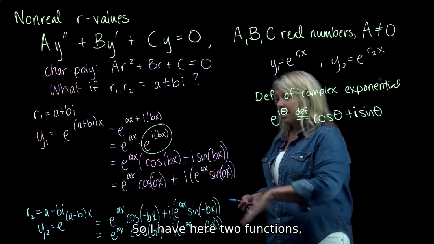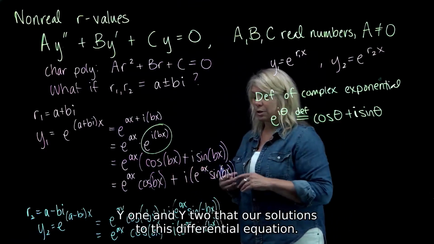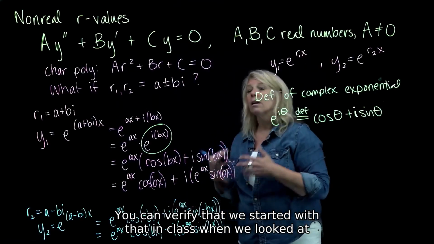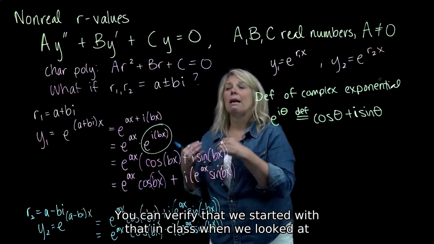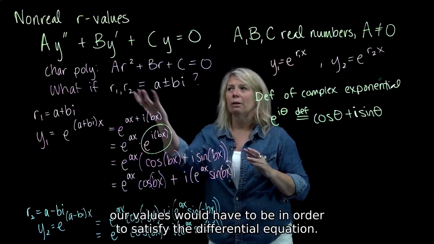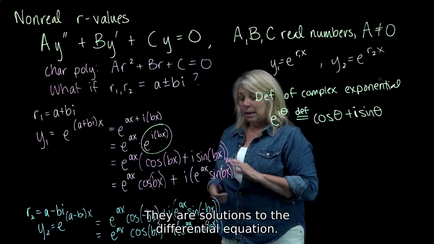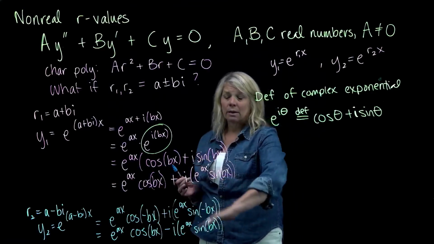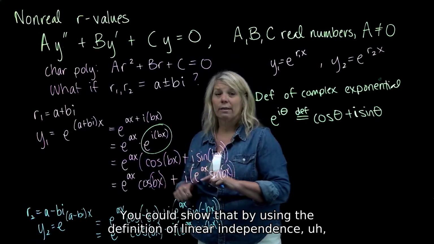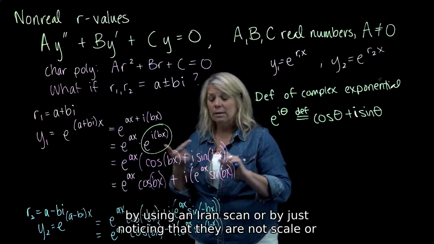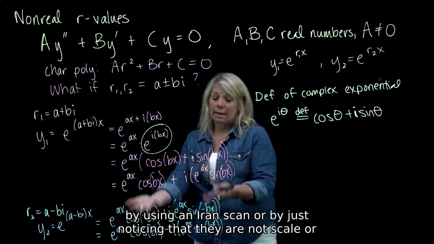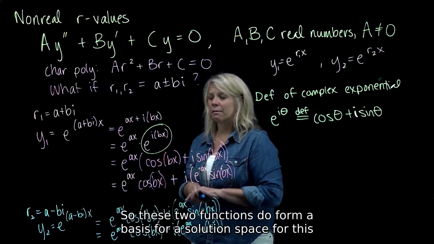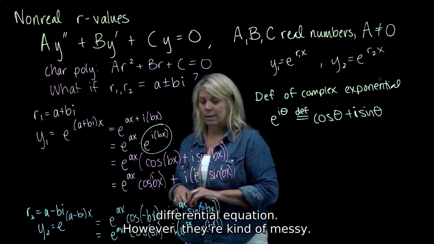Okay, so I have here two functions, y1 and y2, that are solutions to this differential equation. You can verify that. We started with that in class when we looked at what the r values would have to be in order to satisfy the differential equation. They are solutions to the differential equation. These two functions are linearly independent. You could show that by using the definition of linear independence, by using a Wronskian, or by just noticing that they are not scalar multiples of each other. So these two functions do form a basis for the solution space for this differential equation.